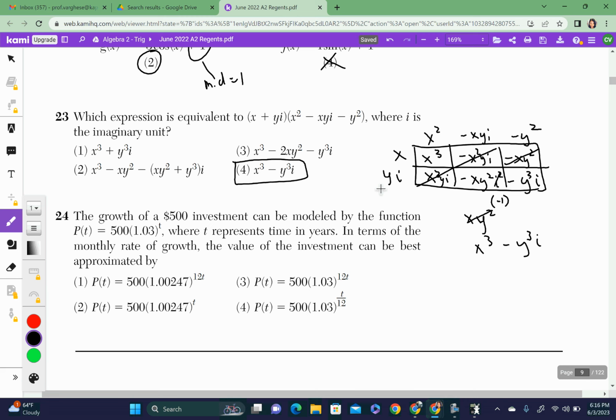Okay. This one, plug this in, and then you see which one matches. It says approximately, and the one that is the closest is going to be choice number 1.